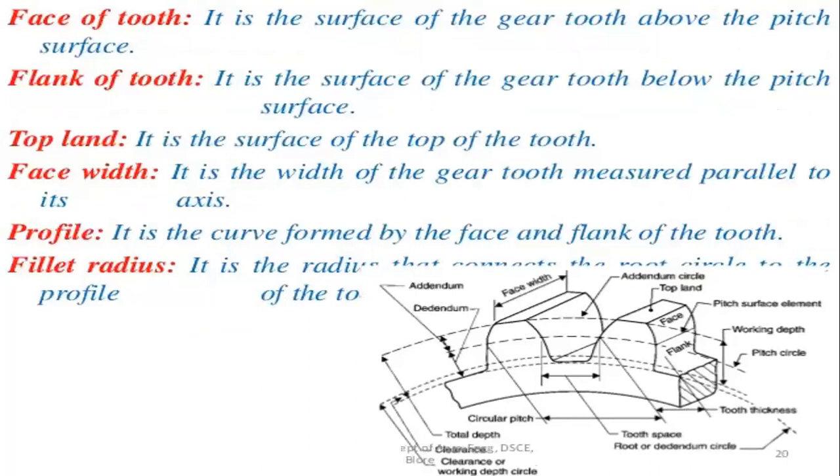Next one is the face of the tooth. It is the surface of the gear tooth above the pitch surface. When you are going to measure, it is the uppermost part of the pitch surface. Next one is the flank of the tooth. It is the surface of the gear tooth below the pitch surface. So the curvature in the gear tooth at the bottom surface is the flank.